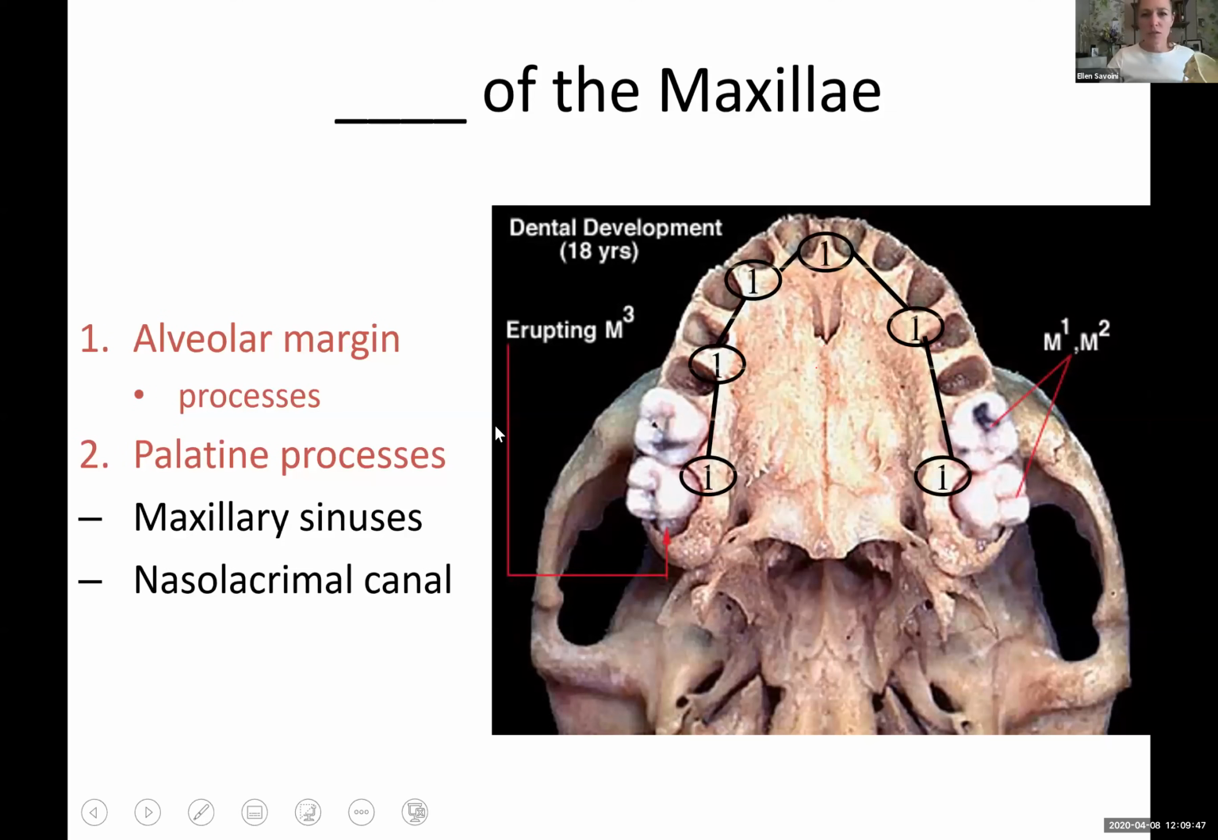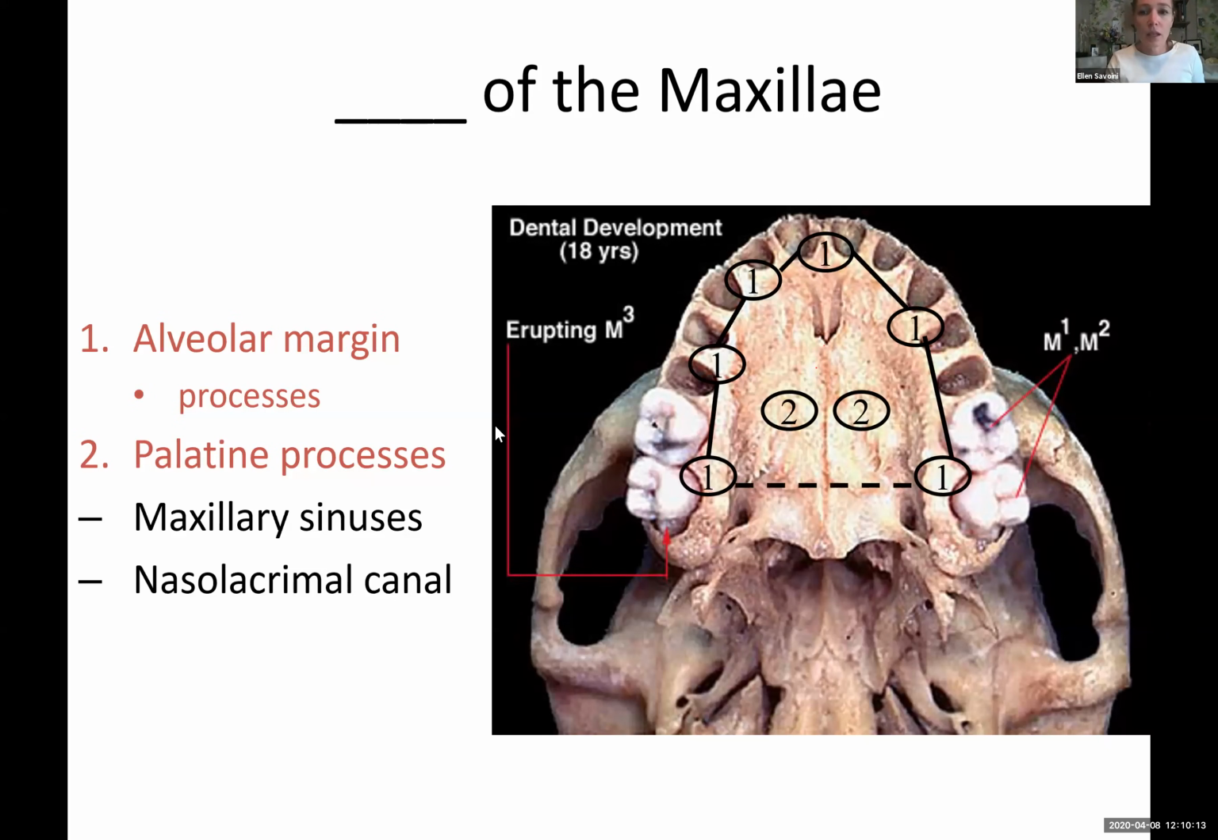Okay. So one is the alveolar margin. Don't worry about the processes. Those are the parts that are sticking up. And then the palatine processes, in this case it's 2, but as we age, it will fuse together. People with a cleft palate, this is the part that never fuses together. It stays gapped open, and then it continues on to the front. That's why you see it as the hair lip in the front, but it actually continues into their mouth as well.